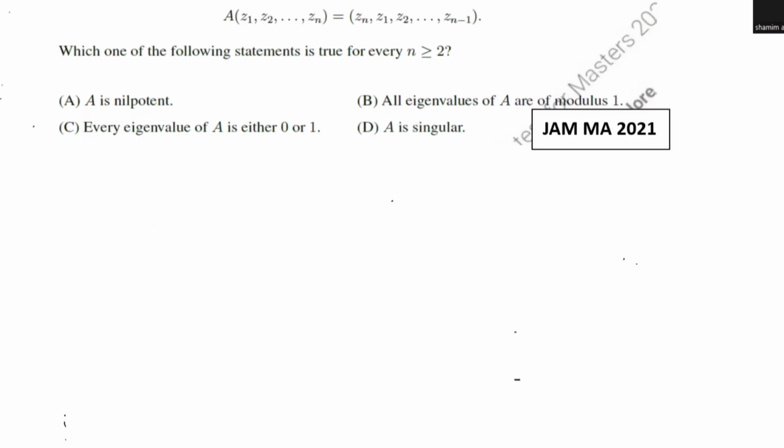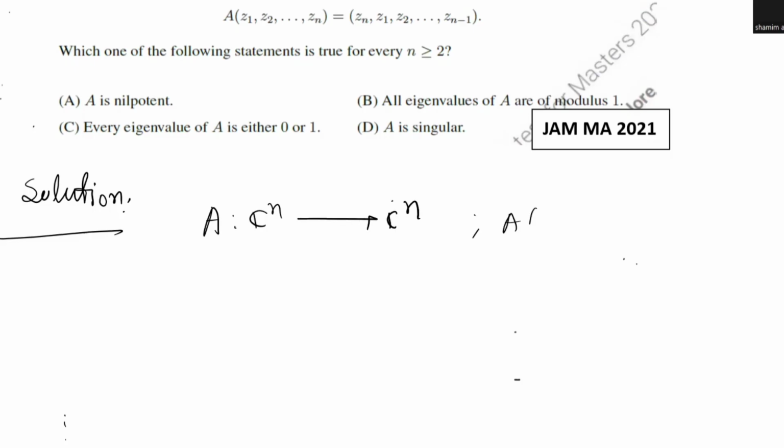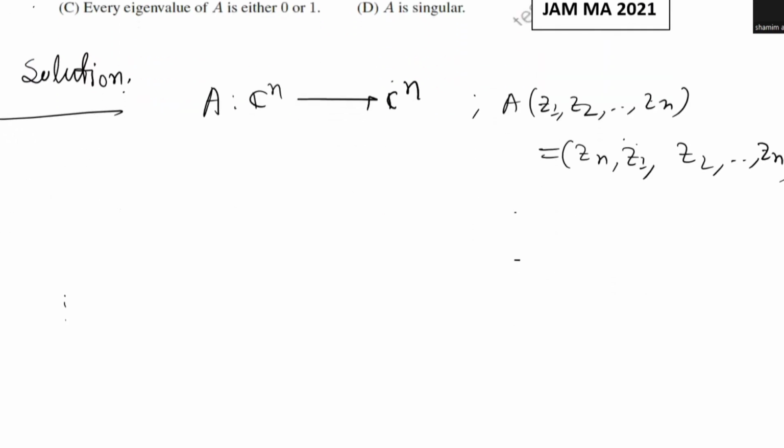Now the solution. Here we are given the linear transformation A from Cn to Cn, defined by A(z1, z2, ..., zn) = (zn, z1, z2, ..., zn-1). First of all, we find the matrix representation of the linear transformation A.